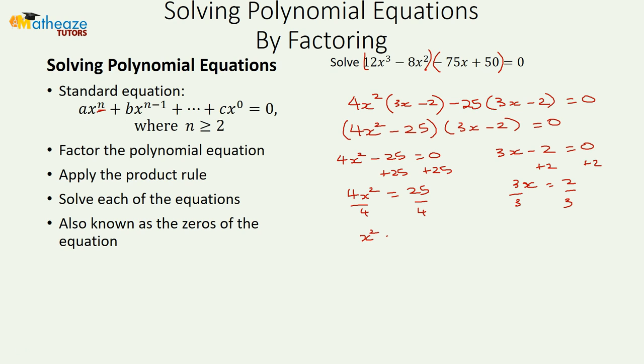So here we have x squared is equal to 25 over 4. So x is plus or minus square root of 25 over 4. So x is plus or minus square root of 25 is 5, square root of 4 is 2. And then here x is 2/3. So your possible values for x are minus 5 over 2, 5 over 2, and 2 over 3.